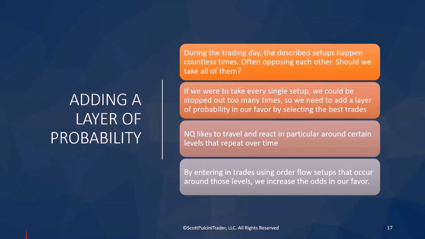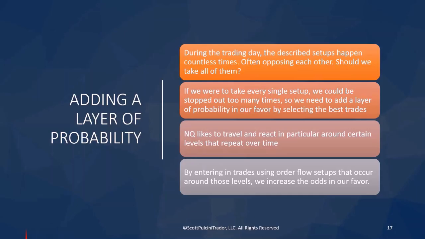So it's not like you find a couple of absorptions and exhaustions. On the microstructure, they can happen really hundreds of times during a trading day. And often you see them even opposing each other. You can see exhaustion on the bid, and then right after that on the ask, and you're like, okay, where should I enter, right?